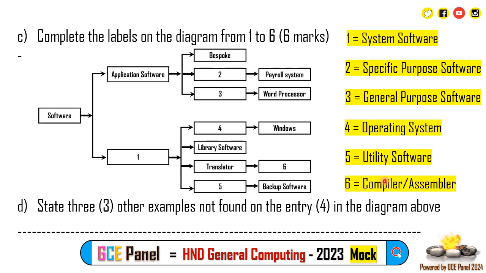So this is it. Now D, state 3 other examples not found in 4. With number 4, the example here is Windows, right? So which other operating systems are there that are not found? The examples include Linux, Unix, and Mac operating systems.